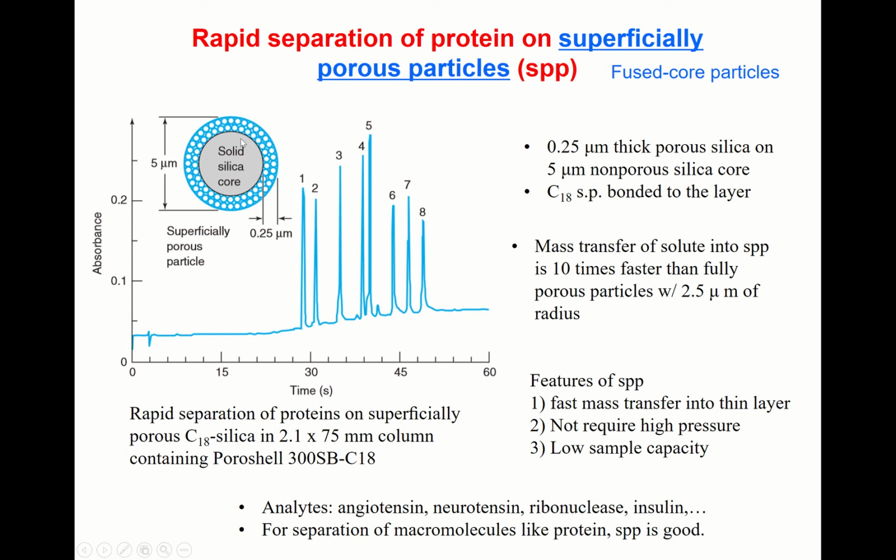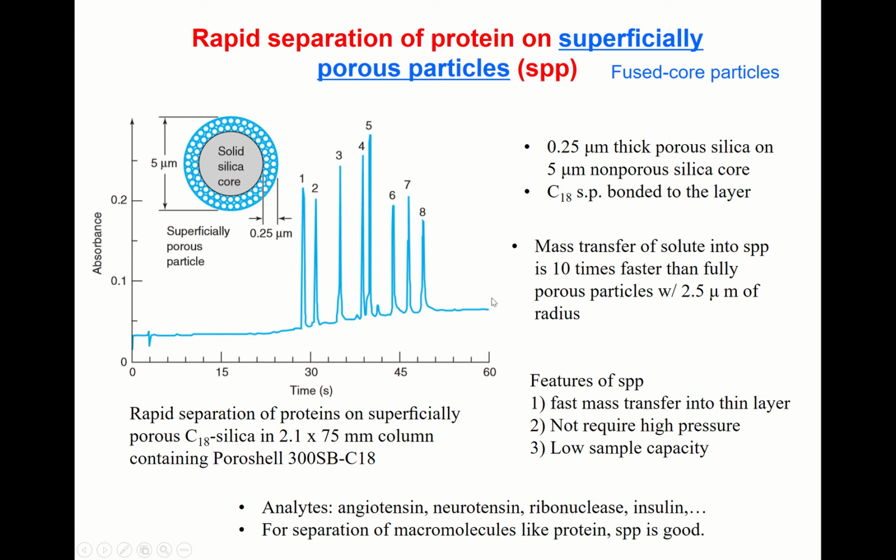So this porous part is thin. Quite thin. How thin? 0.25 micrometer thick, on this 5 micrometer non-porous silica core. This is the silica core. The total diameter is 5 micrometers, but this thickness is very thin, right? So the solute doesn't need to diffuse into the core, but only has an equilibrium within this thin layer.